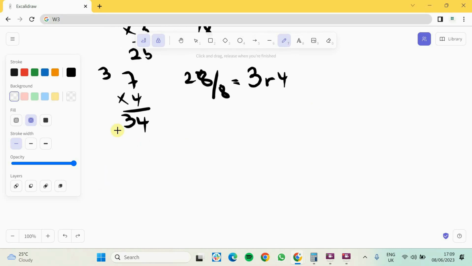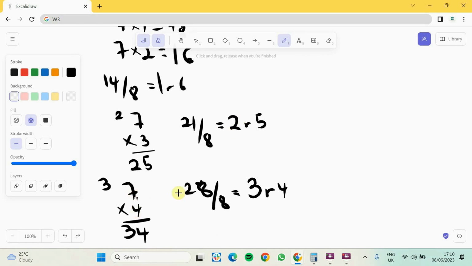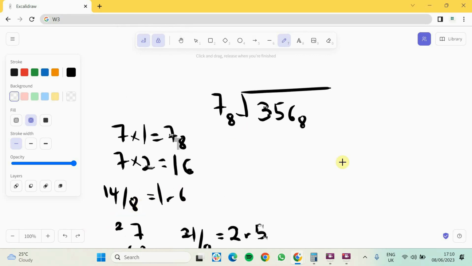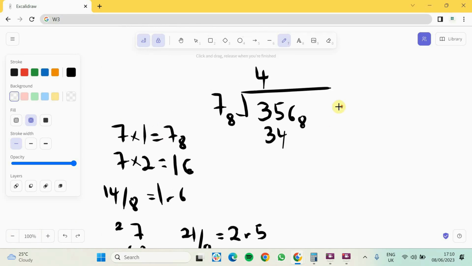Great. So let's see. This is how close we can get to 35. Anything more than this is going to be greater than 35. So 35 divided by 7, right, in base 8, the answer is going to be 4. So this is 4. 4 times 7 is 34 already in base 8. We found that already, 34.